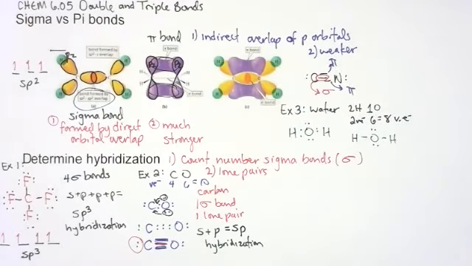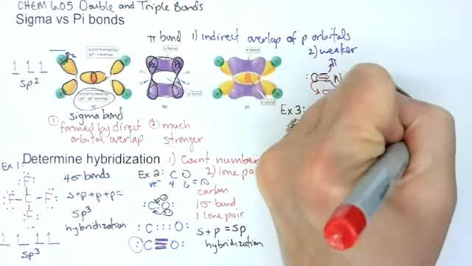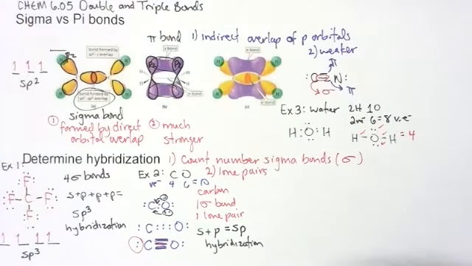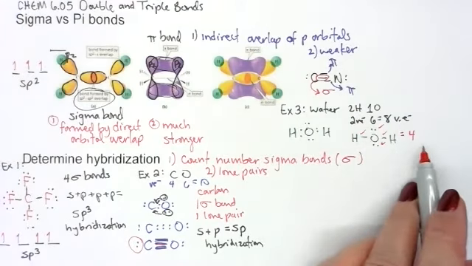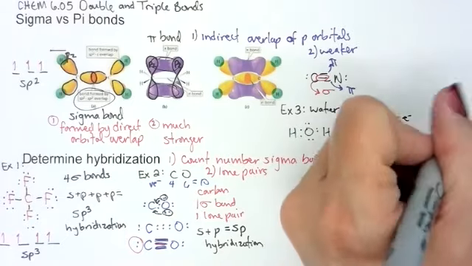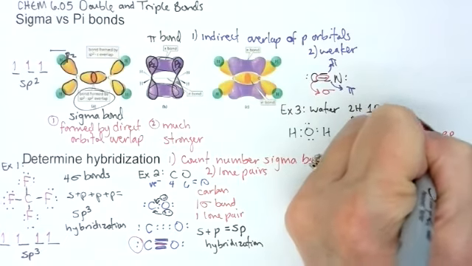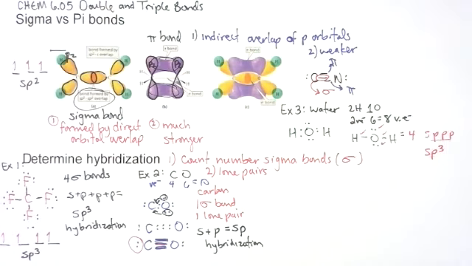Okay, so when I count my sigma bonds, I have 2. When I count my lone pairs, I have 2, for a total of 4. So I have 2 sigma bonds plus 2 lone pairs, so I have 4 orbitals. Well, where am I going to get 4 orbitals? I'm going to have to combine an s, a p, and a p, and this is going to be sp3 hybridization.